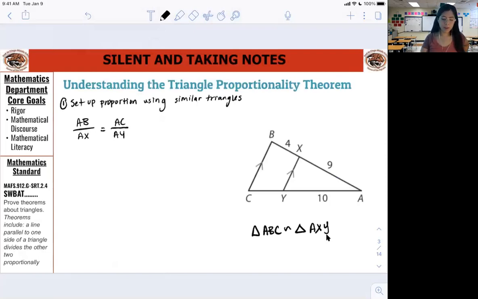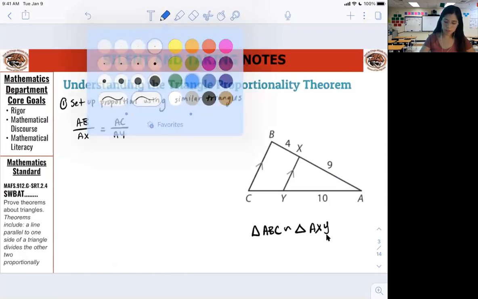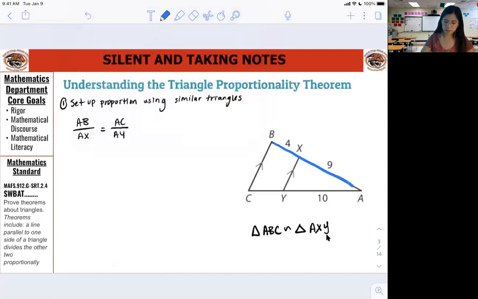But we know that AB, this whole section, is really two sections put together, right? AB is really AX plus BX. Do we agree with that? We agree, right? So I'm going to rewrite it. So AX plus BX over AX.